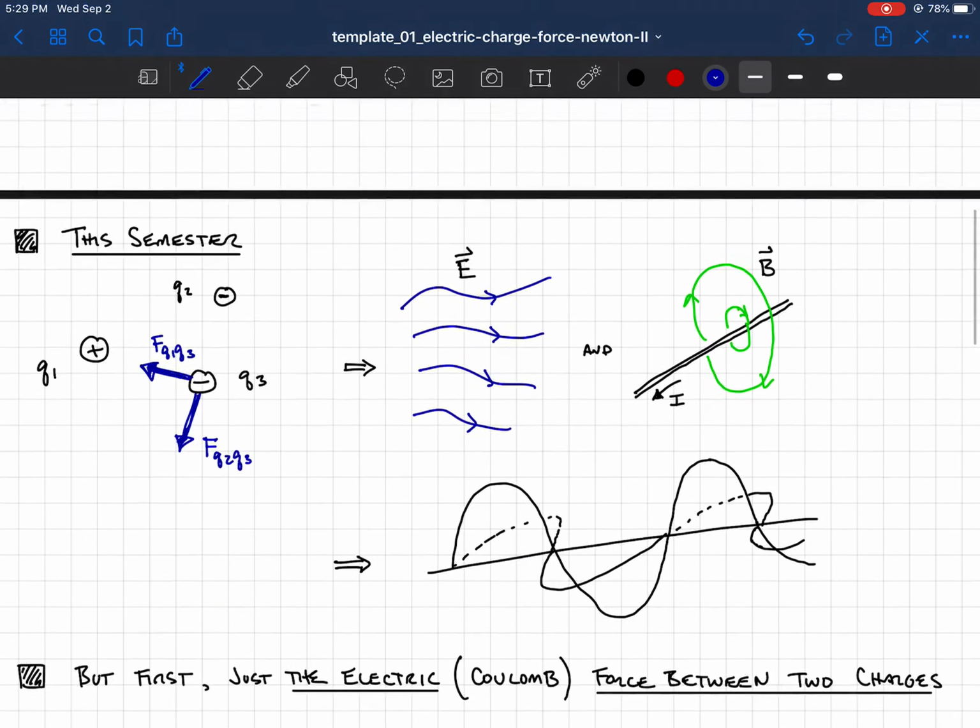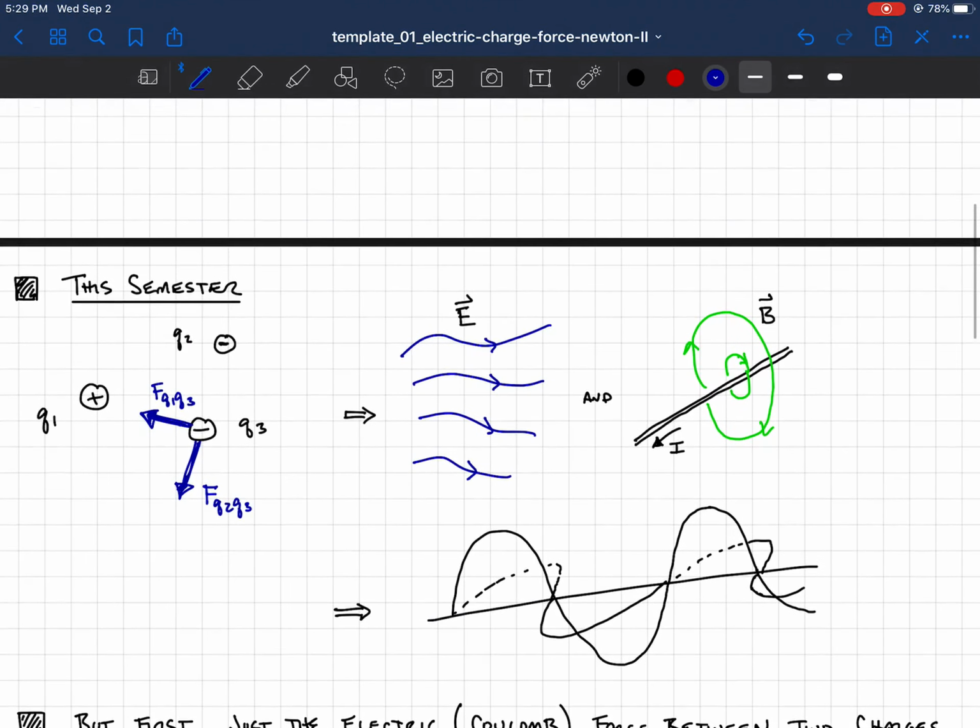So to start out, just an overview of this semester, we'll talk about charges and their interaction together. So here you can see one charge with a force on it due to Q1 and a force due to Q2. And that will lead to the idea of currents and electric field and magnetic fields. And it turns out that those things are actually connected together.